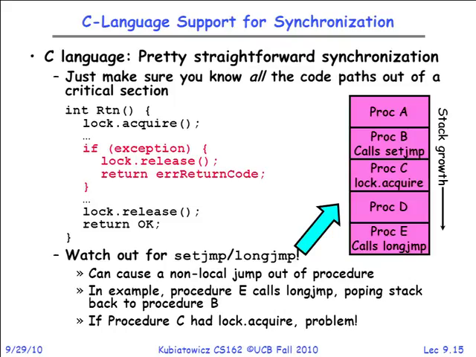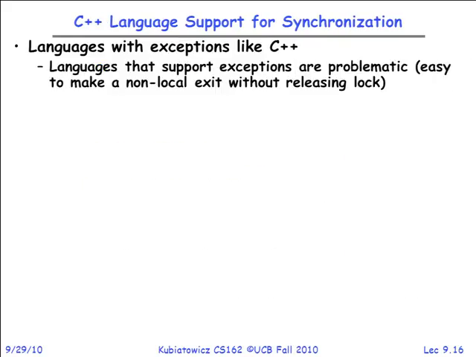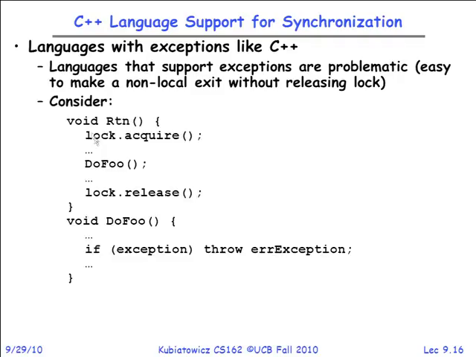OK, let's look at C++. That's a little more functionality. If you have exceptions in your language, then it's the same problem, but it's easier to fix. For instance, here, if I have some function, I call lock.acquire, I call foo in here, and then I release, but foo causes some exception and throws an exception.